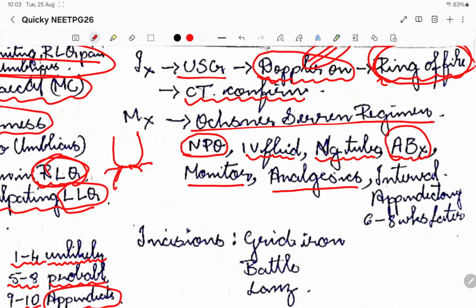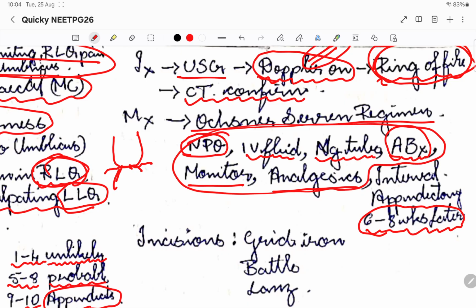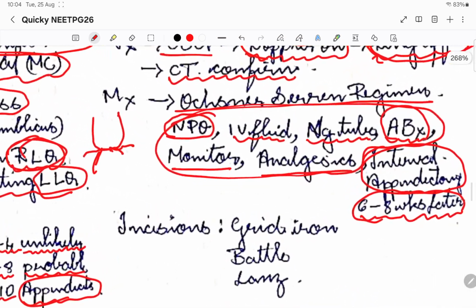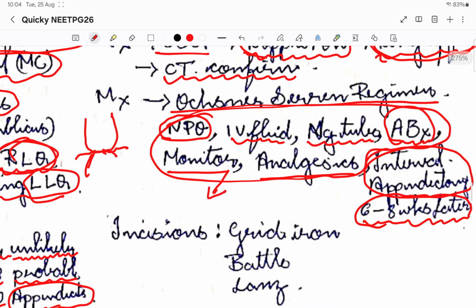After a while, after admission, we'll try to control all these symptoms, and then we'll do the discharge and tell them to come back after 6 to 8 weeks, and we'll do an interval appendicectomy. So this is the treatment that we do for appendicitis. This is mainly to prevent the rupture of the appendix. The appendicular mass is there, so we prevent its rupture through this method.